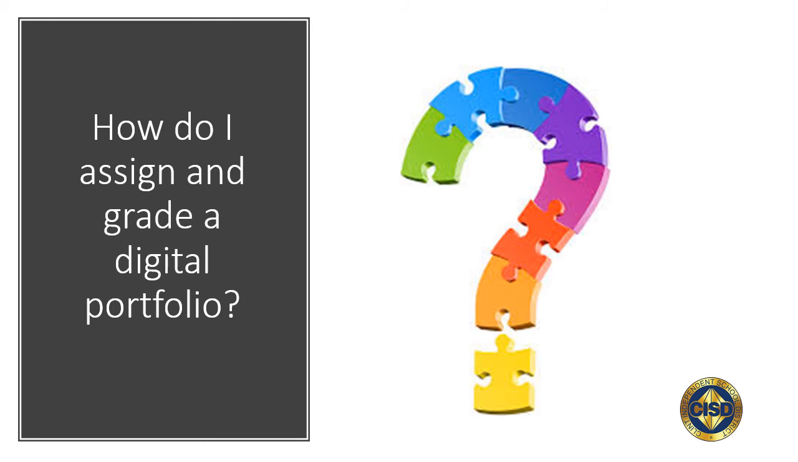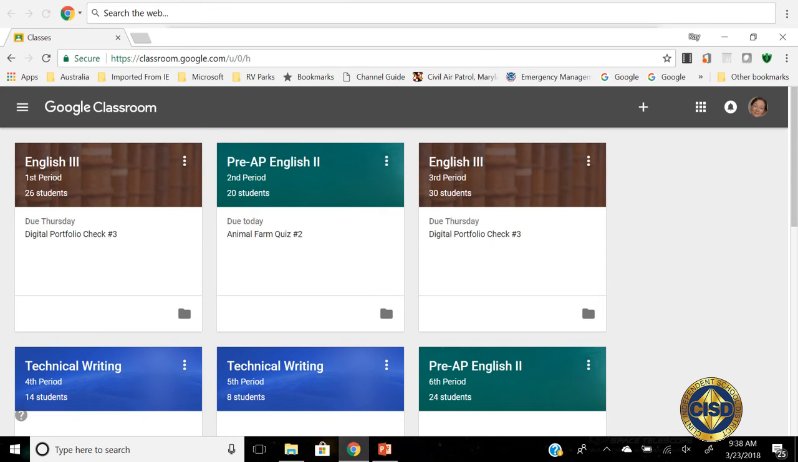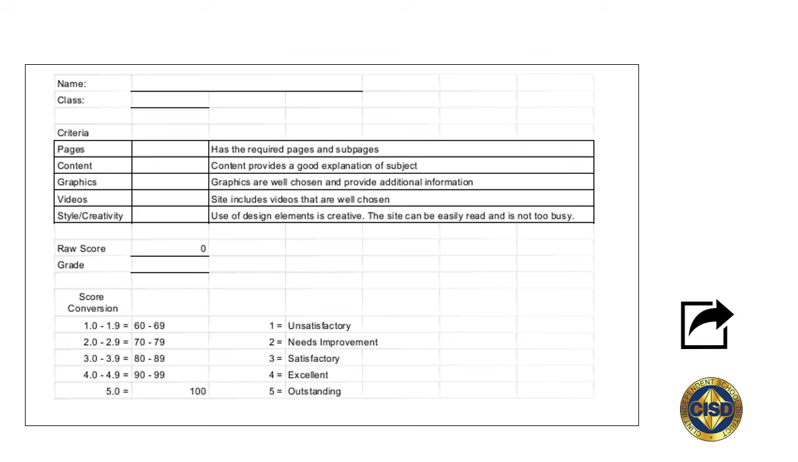The next essential question is, how do I assign and grade a digital portfolio? Assign the digital portfolio in Google Classroom. If you have been using a paper ISN, use the same grading metrics for the digital portfolio as you do for the ISN. Otherwise, create a grading metrics for the digital portfolio. Here's a copy that I use. I created it on a Google Sheet.